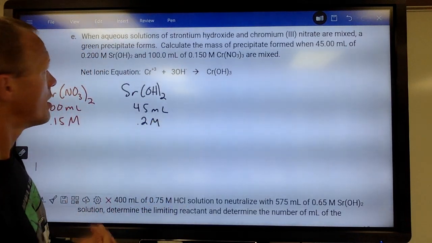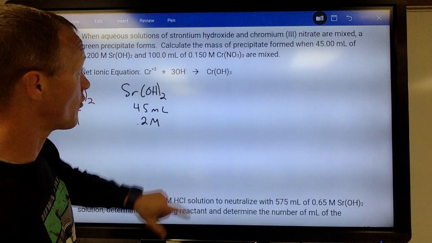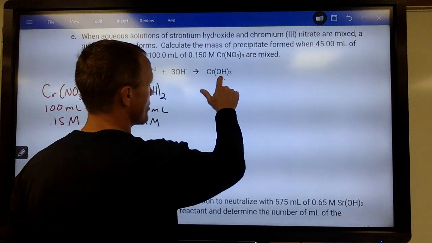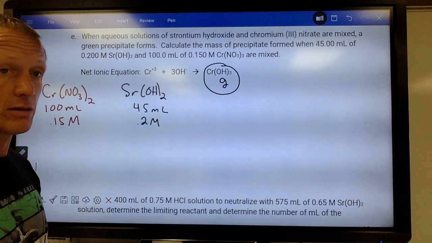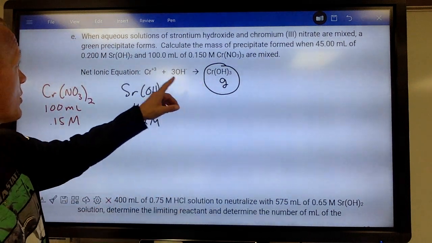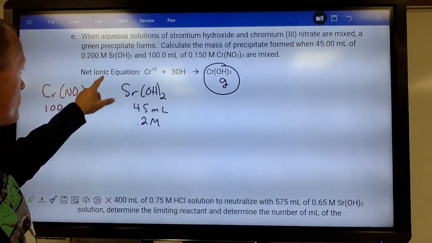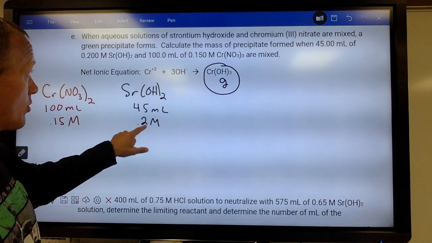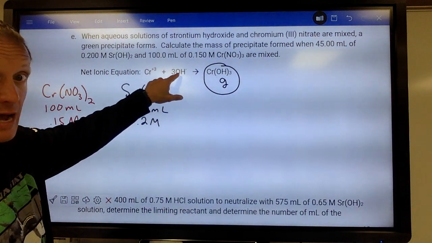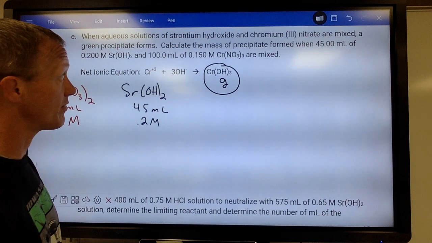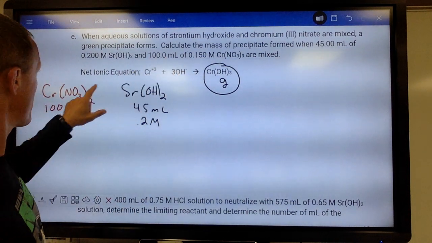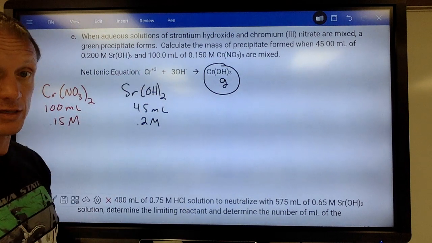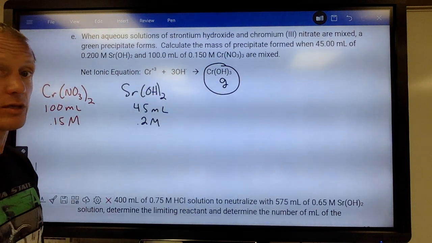So we want to know the mass of the precipitate formed. So we're trying to figure out how many grams of this. That's our goal, how many grams of that are made. And it tells us we have 40 milliliters of 0.2 molar strontium hydroxide, which makes the hydroxide ions that are involved in the precipitate being formed, and 100 milliliters of 0.15 molar chromium nitrate, which provides the chromium ions in your net ionic equation.